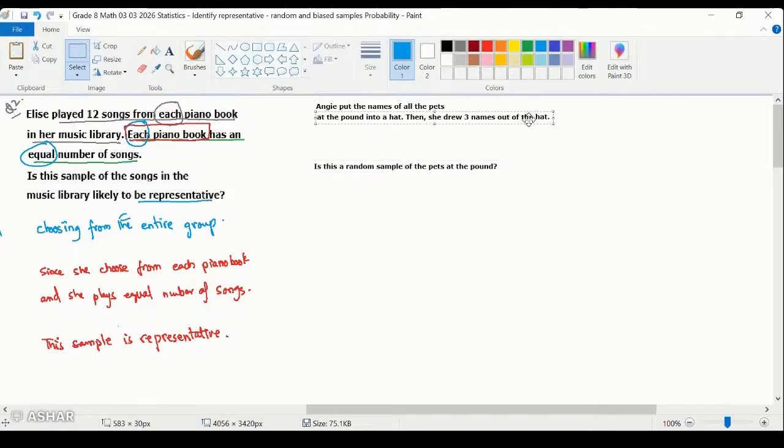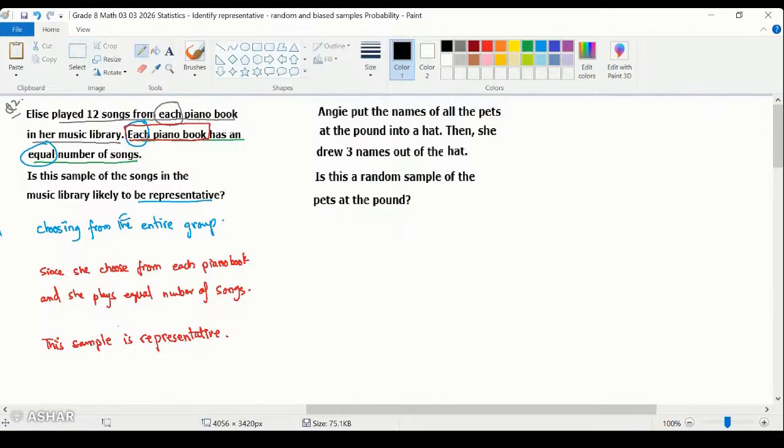Angie puts the name of all the pets at a pound in the hat. She drew 3 names out of the hat. Is this a random sample or a biased sample? Random is unbiased, right? We know that a random sample would be unbiased. We have this information already.